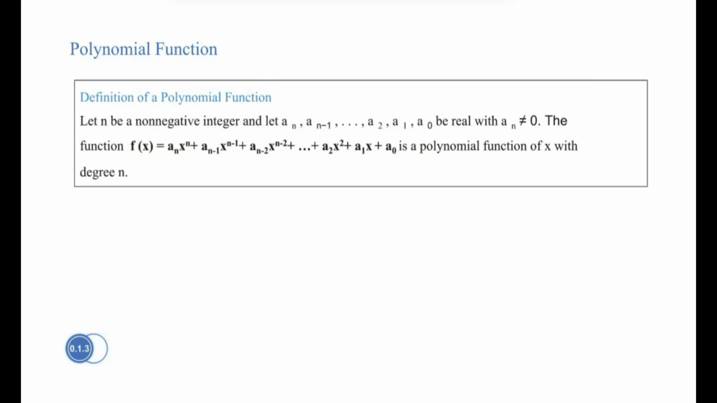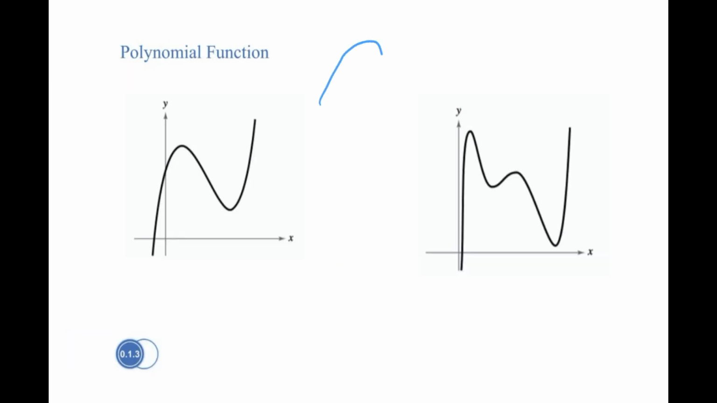Let's move on to polynomial functions. It is a function of x with degree n. For example, f(x) equals 5x to the power of 4 plus 4x squared minus 9. And the degree n is 4, which is a fourth degree polynomial function. Polynomial graphs are continuous and smooth curves.